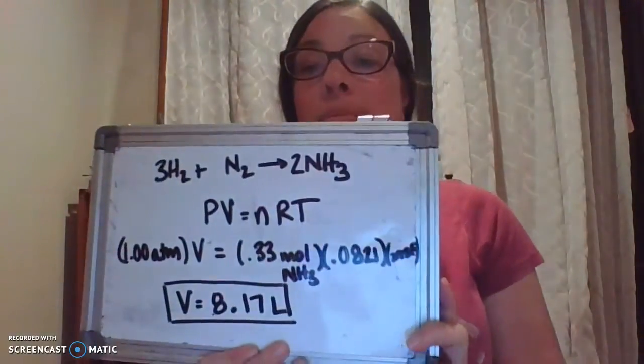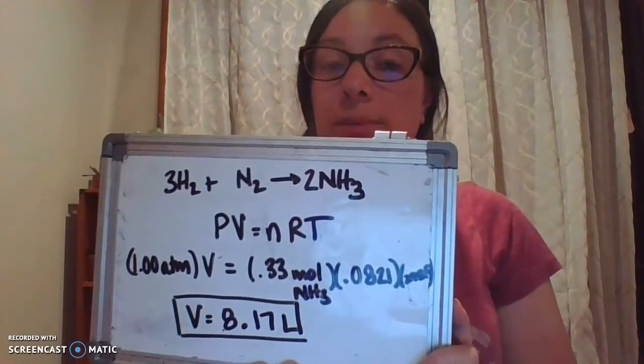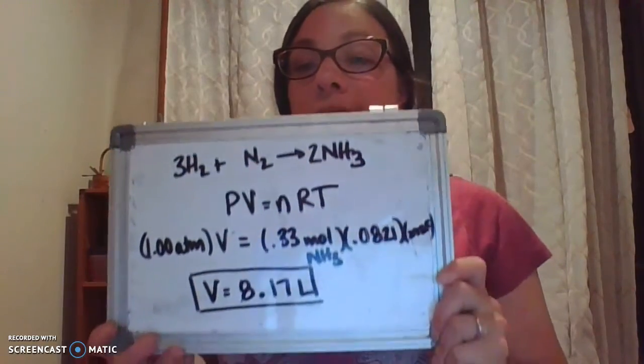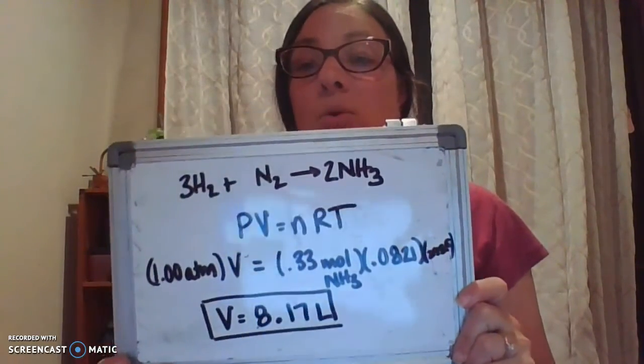So for that problem, we first had to convert one substance into another before we could use the ideal gas law to convert moles into volume. Okay, so you want to make sure you're watching your units. You want to make sure you're watching which substance is which, labeling everything.